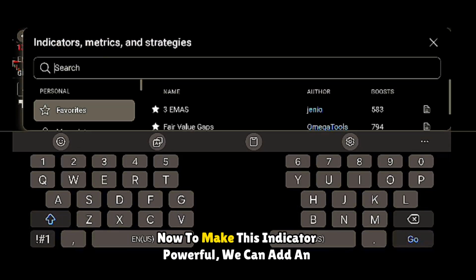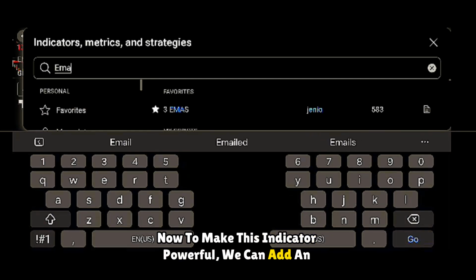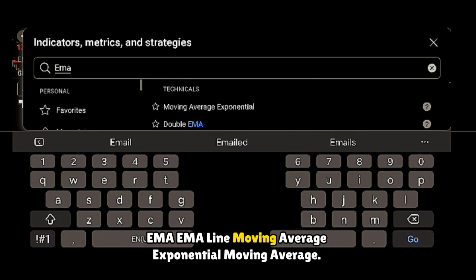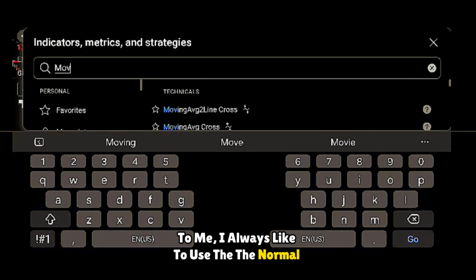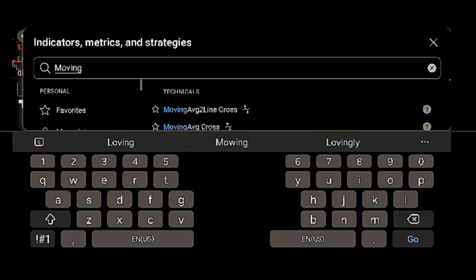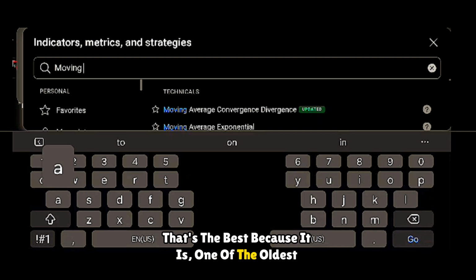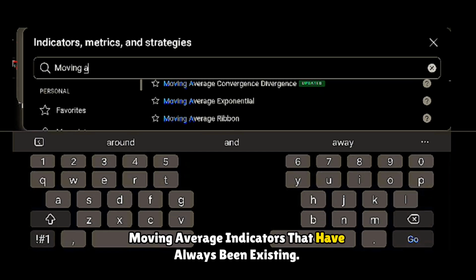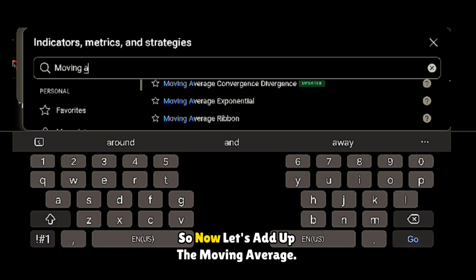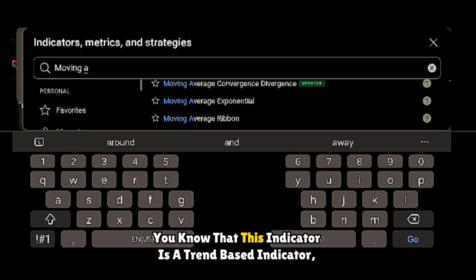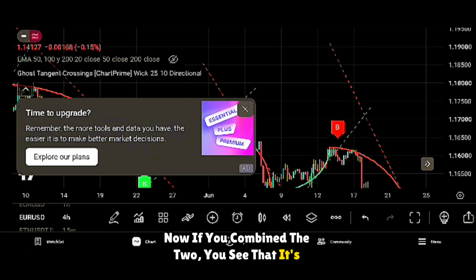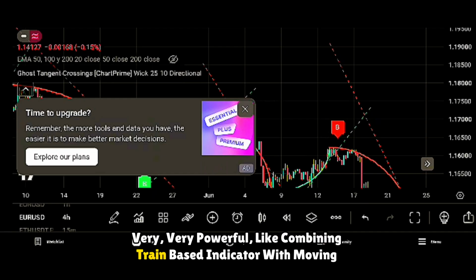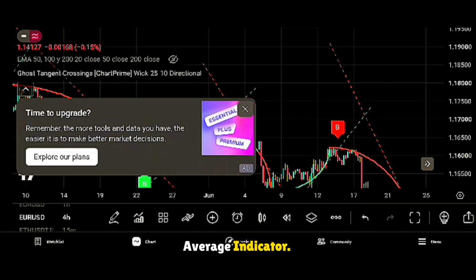Now to make this indicator more powerful, we can add an EMA line, an exponential moving average. To me, I always like to use the normal moving average, the exponential moving average. That's the best because it is one of the oldest moving average indicators that has always existed. So now let's add the moving average. You know that this indicator is a trend-based indicator, and the moving average is also a trend-based indicator. If you combine the two, you see that it's very powerful.